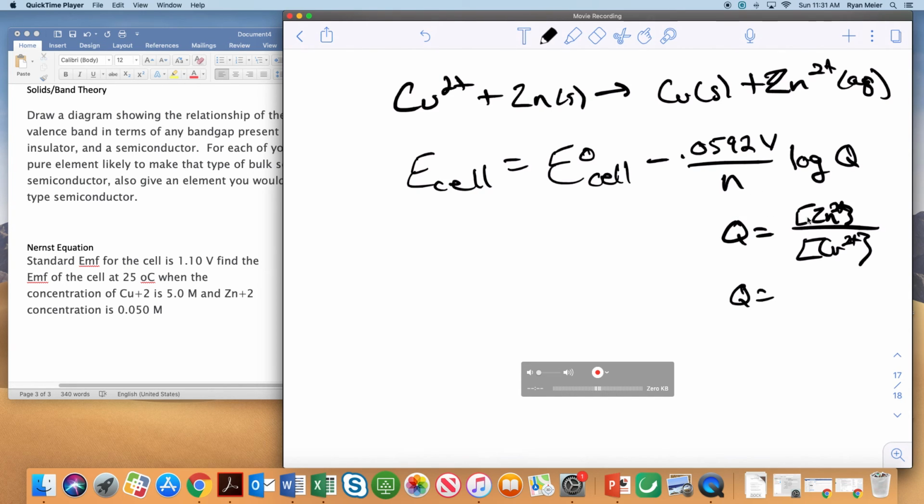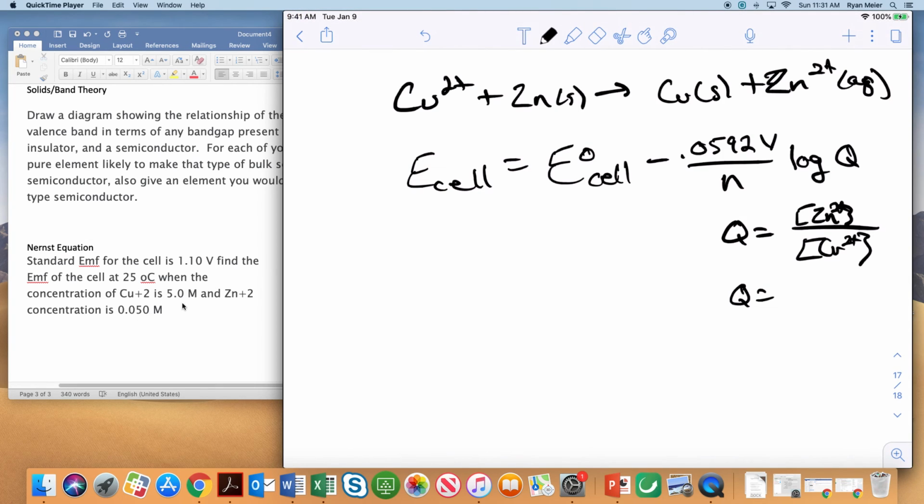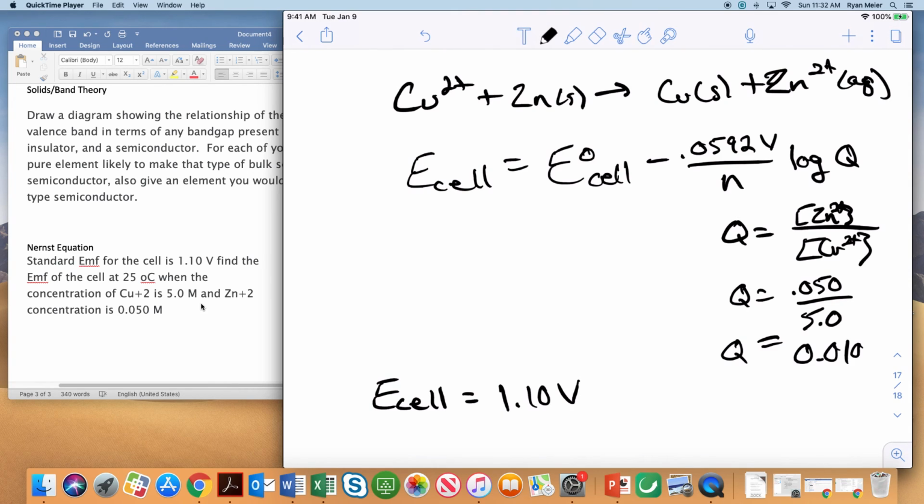I have those concentrations, 5 molar for the copper, 0.05 for the zinc, so it'll be 0.050 over 5.0. So my Q in this case is 0.01. There's my Q. So if I want to find my cell potential, it's going to be equal to my standard cell potential, 1.10 volts that they gave, minus 0.0592 over 2, times the log of 0.01, which the log of 0.01 is just going to be, I believe, -2.